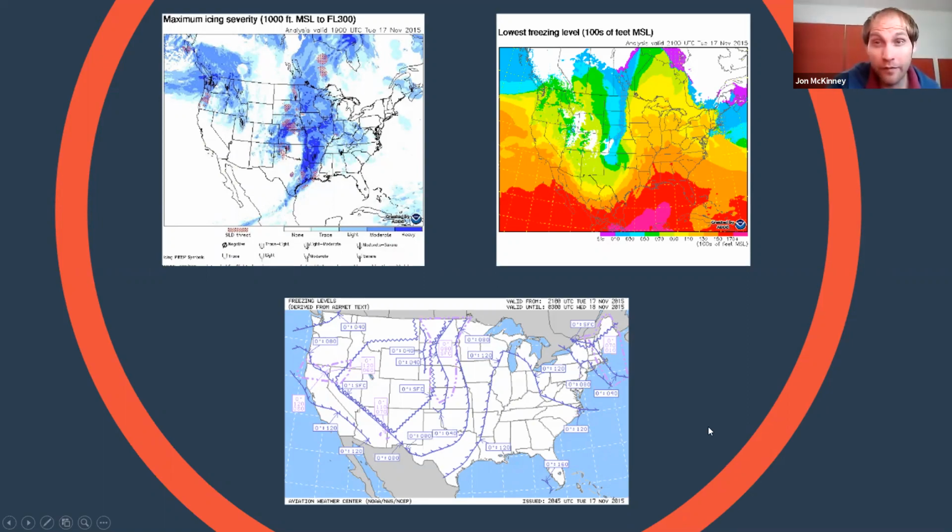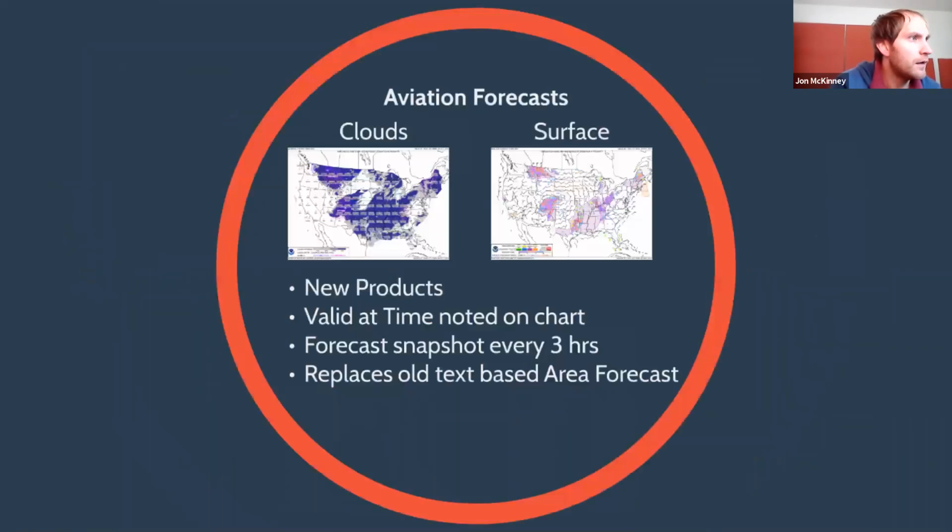Icing, freezing levels, graphic weather products. So this takes us to aviation forecasts, clouds and surface. This will probably be our last slide. What we're seeing here is, okay, so we'll call it AF, aviation forecasts. Years ago, we had a product called area forecast. So on the test, the ABC multiple guess, you might have old questions that involved old weather products that don't exist anymore.